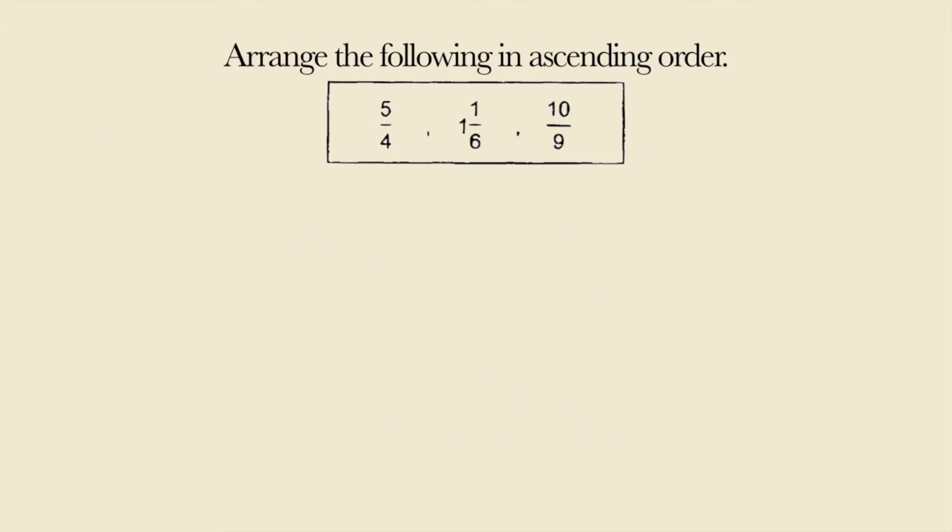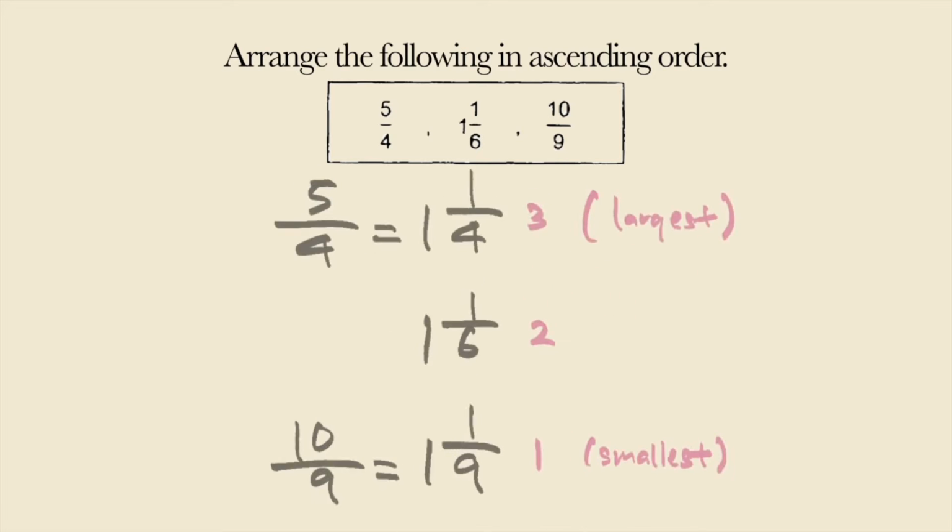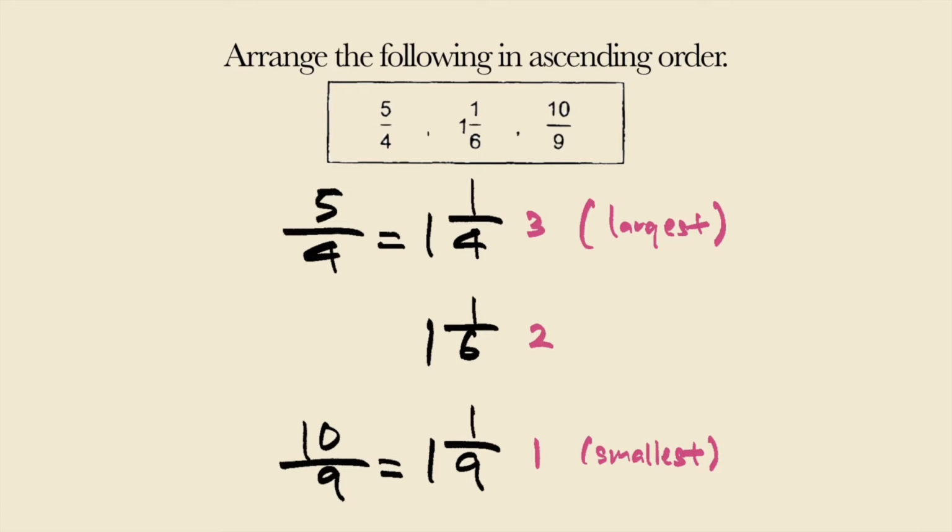For this question, again, we are having improper fractions and mixed numbers. So I'm going to show you an example of when the question allows you to use methods that are quite simple. Sometimes certain numbers make it easy. What do I mean by that? Look at 5/4. Can I not turn it into 1 and 1/4? Well, 1 and 1/6, leave it alone. 10/9, 1 and 1/9. Now I have all the whole numbers being 1. They are the same.